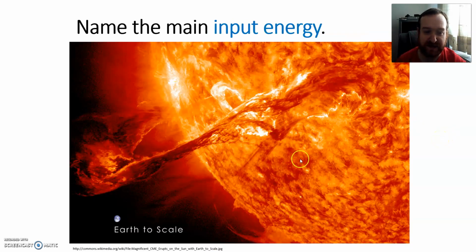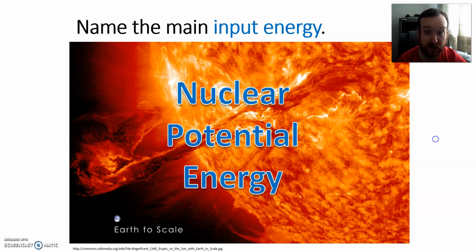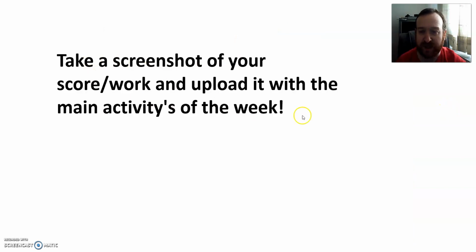A star, the sun, Earth to scale. What's the main input energy? What's the input energy in the star? Nuclear potential energy or nuclear energy. There's nuclear energy stored within the star that is transferred into heat and light and all the rest. So take a screenshot of your scores, and upload that with this week's activities.